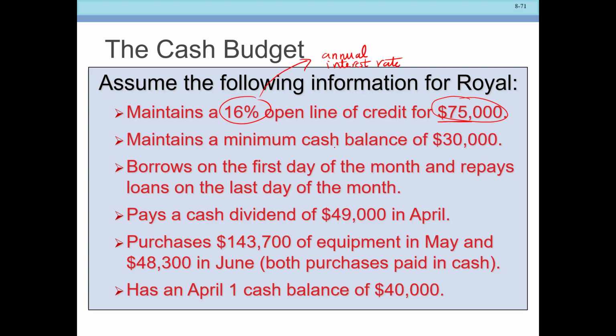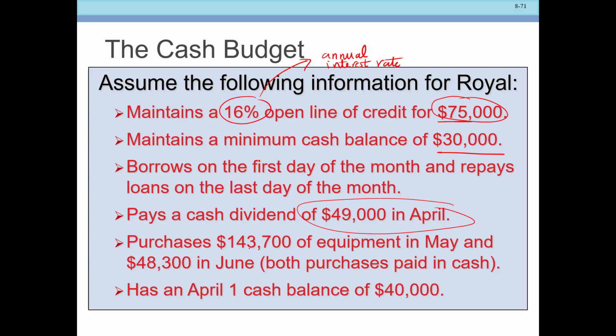Maintain a minimum cash balance of 30,000. This means the company plans to keep $30,000 in its safe as a minimum requirement. Borrow on the first day of the month and repay the loan on the last day of the month. Pays a cash dividend of 49,000 in April. All of those are expectations, of course.